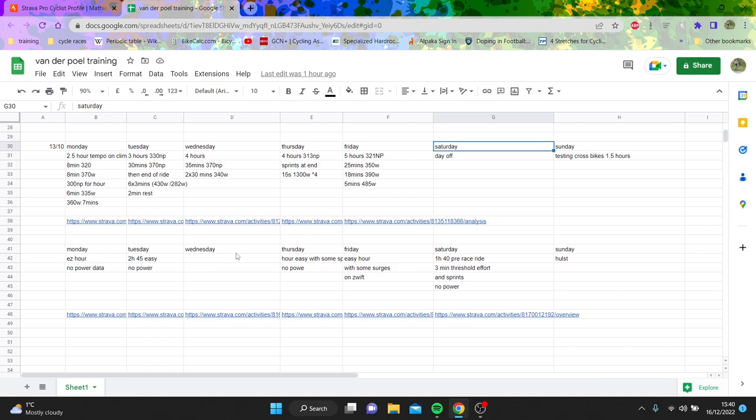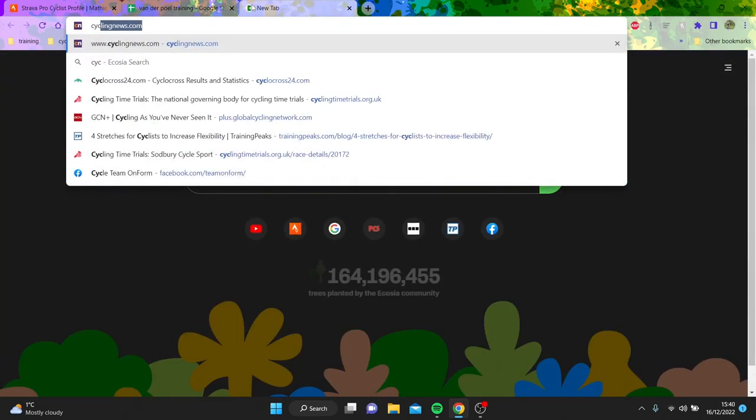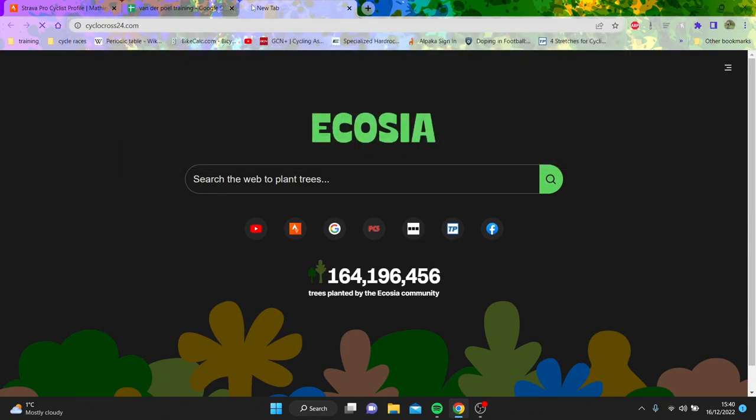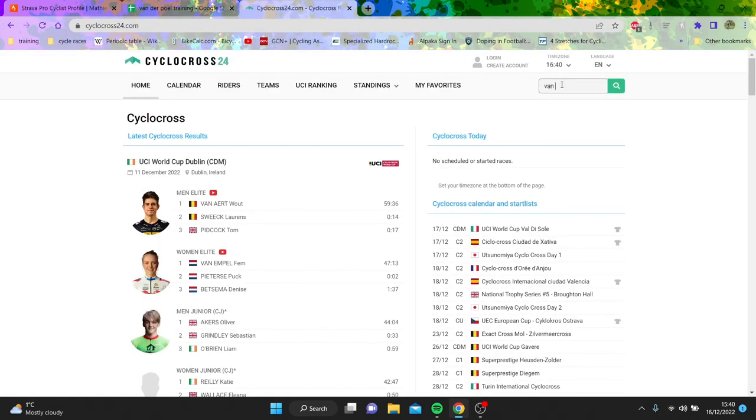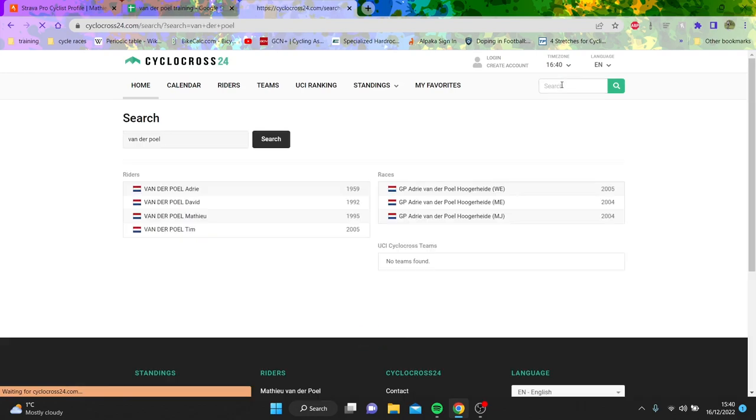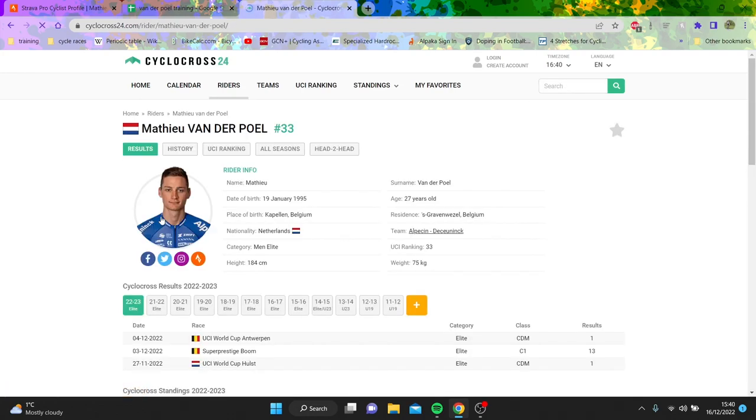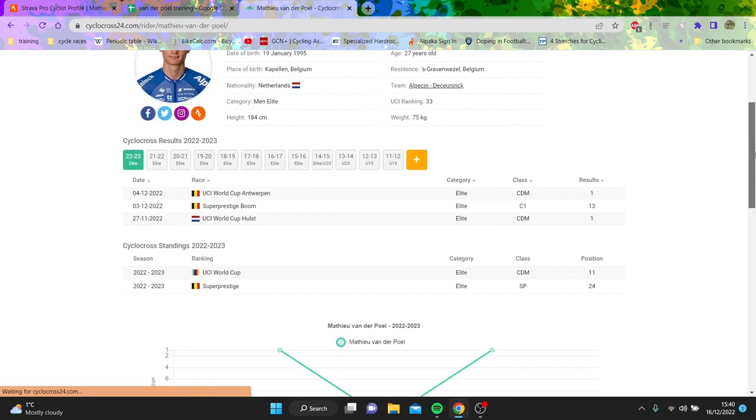some more easy rides, has a day off on Wednesday, does again some more easy rides, a couple of surges on Zwift, like some sort of 500 watts. A lot of these don't have power, I'm not sure why. And then the day before the race, he has some sprints and a 3 minute threshold effort, but there's no power. And then Hulst, I'm pretty sure, if we have a look on this, I'm pretty sure he won it, but I never remember with cross as much. Hulst? Yeah, he won Hulst on the 27th.